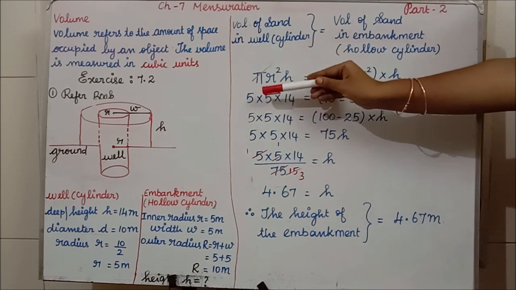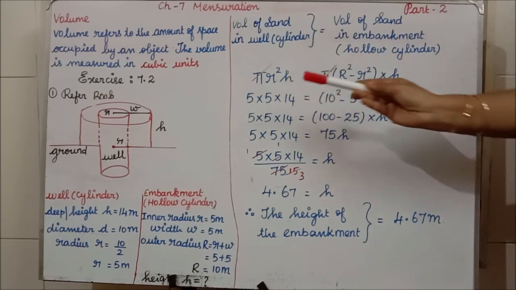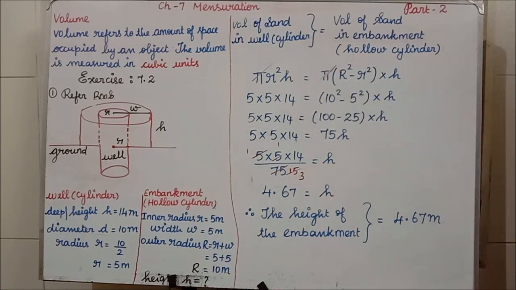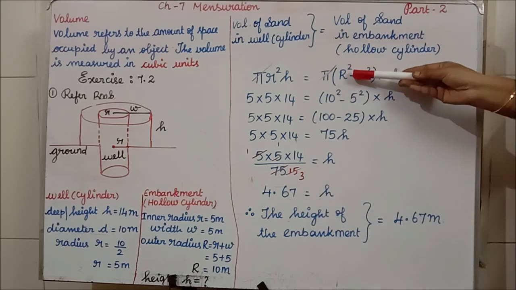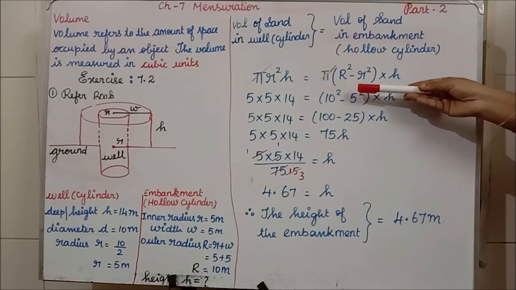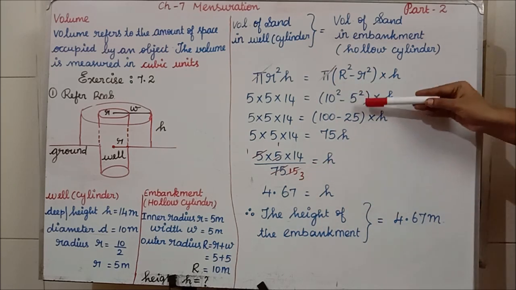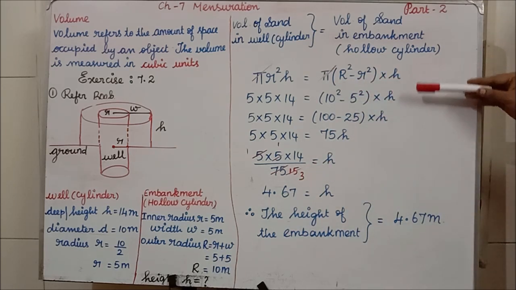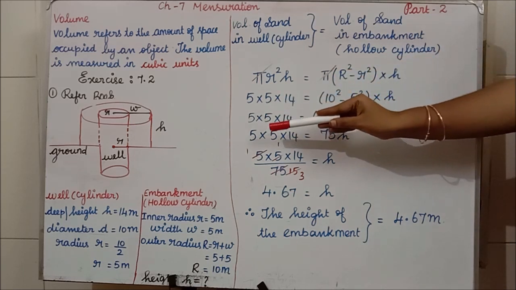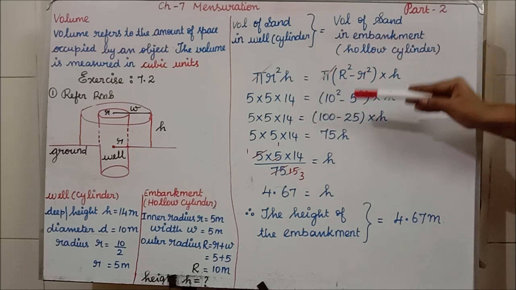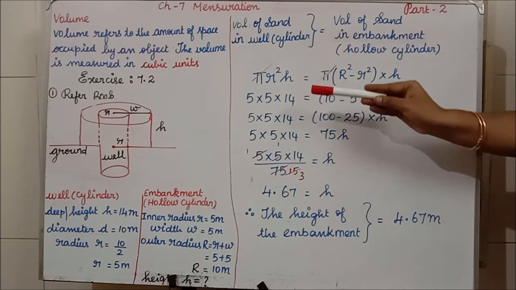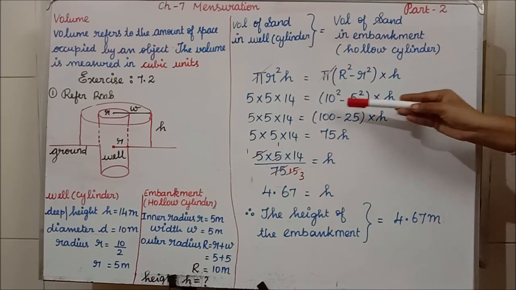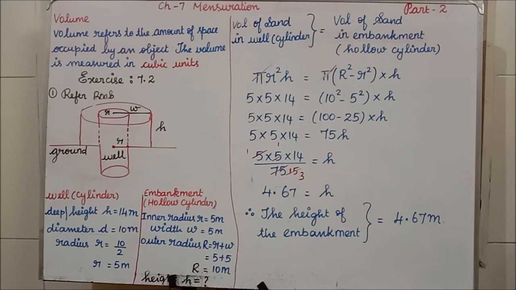So in the next step, small r is 5, r square means 5 into 5, into height of the well. Height of the well is 14, is equal to capital R, the outer radius I have got as 10. So in the place of R, 10 square minus inner radius small r, 5 square, into height, which we don't know. We finally have to find that. 5 into 5 into 14, 10 square is 100, 5 square is 25, into h. So 5 into 5 into 14 is equal to 100 minus 25, which is 75h.